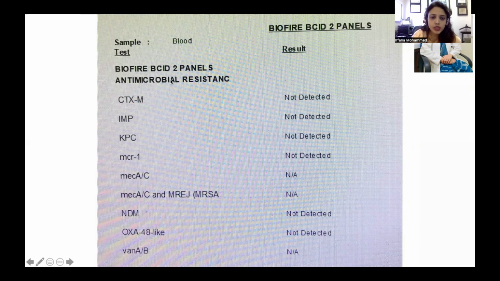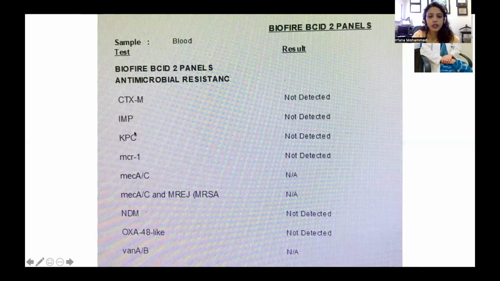One more advantage of BCID2 is that it also detects the resistance genes, so it will tell you whether the patient has CRE or ESBL or colistin resistance, so that you choose a directed antibiotic depending on the bug and also the sensitivity. Here, if you can see, this is CTX-M. CTX-M means that it is an ESBL. CTX-M comes under class A in the Ambler classification.